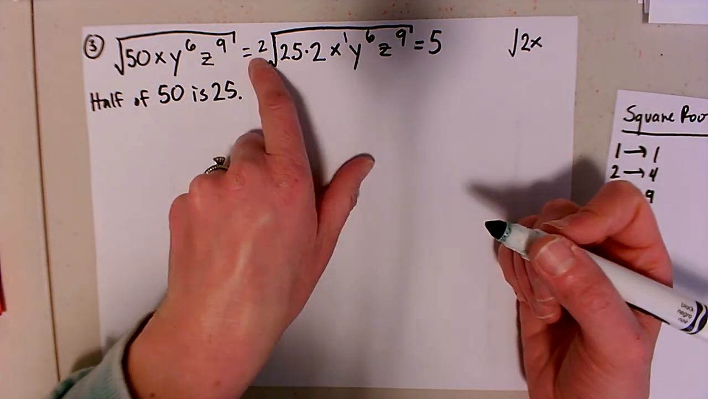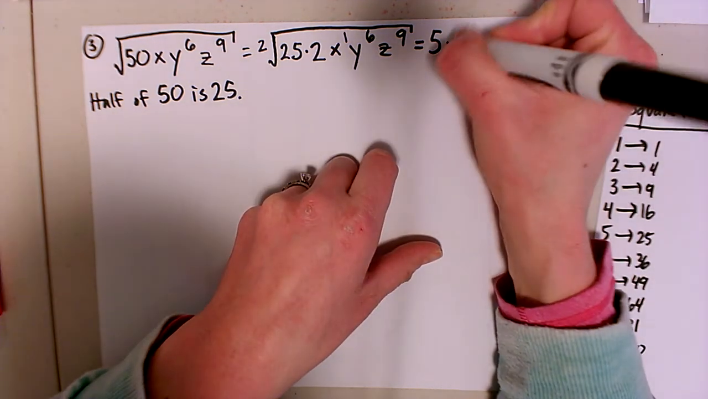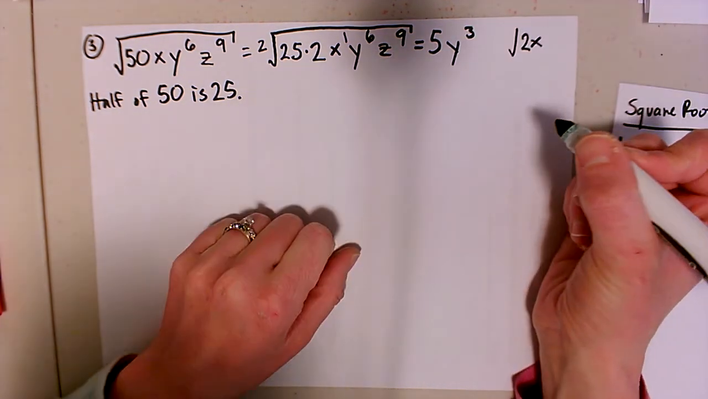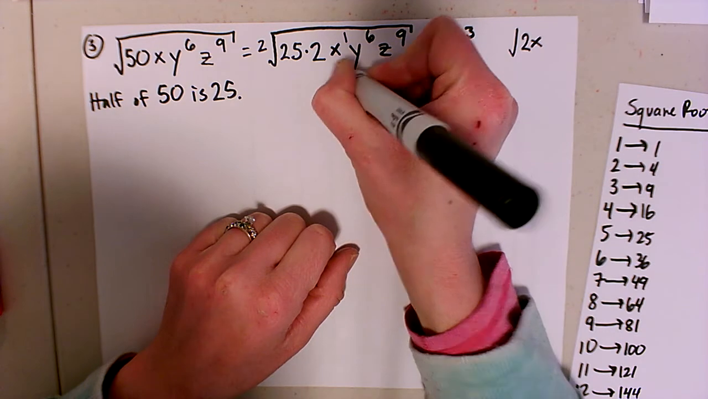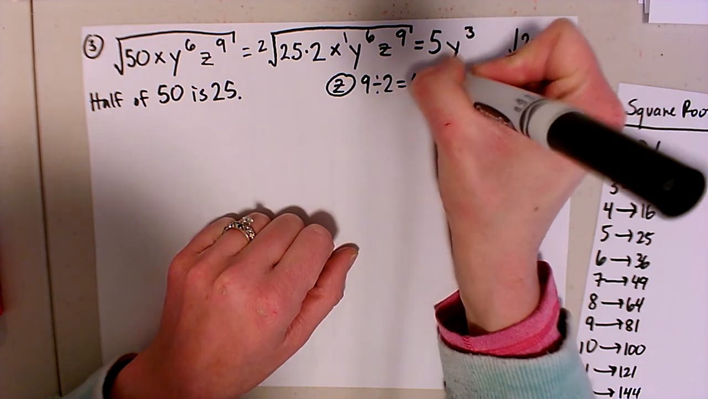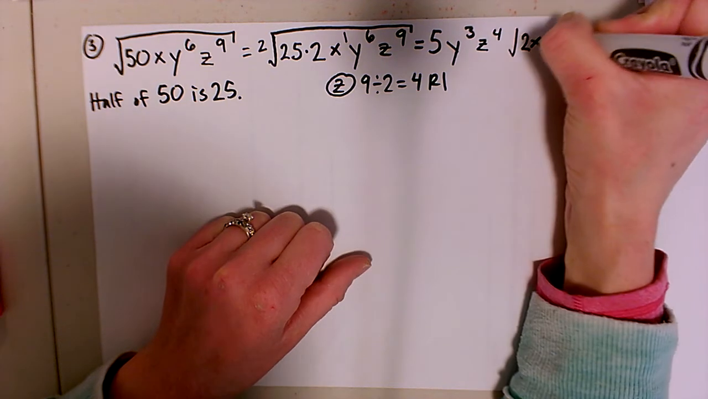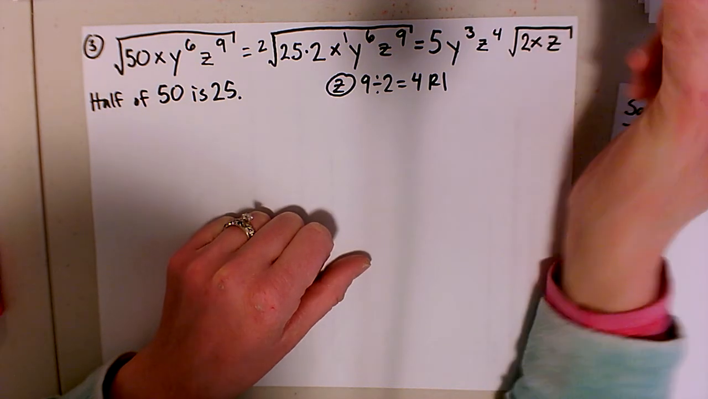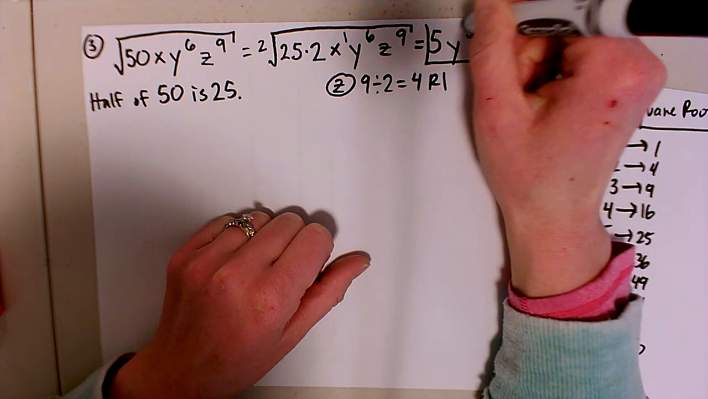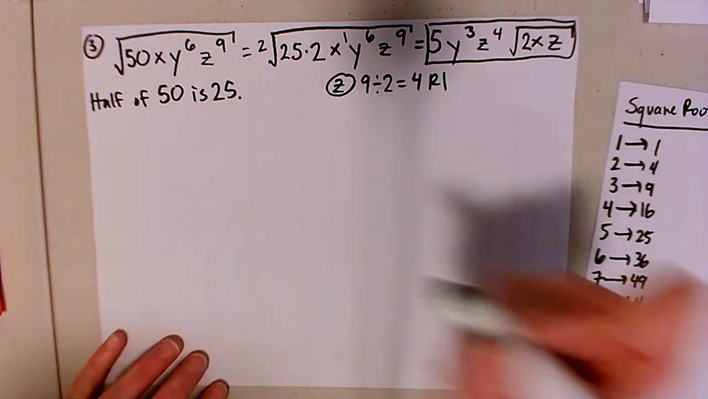Now, the y to the 6th, well, that's a perfect power of 2. So we do 6 divided by 2, and we get 3. So we have a y cubed on the outside. Now for the z to the 9th, I'm going to do 9 divided by 2, which is 4, remainder 1. So I have z to the 4th on the outside, a z to the 1 on the inside, and so my answer is 5y cubed z to the 4th times the square root of 2xz, the whole thing.